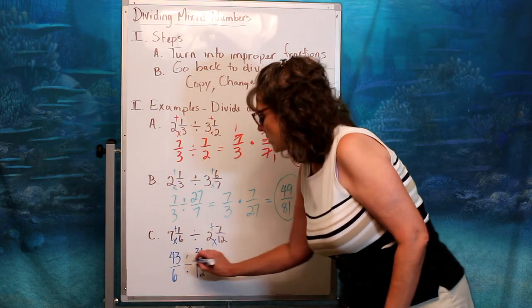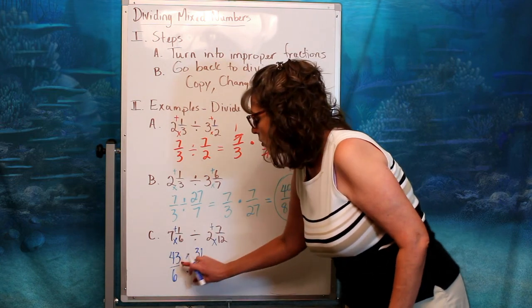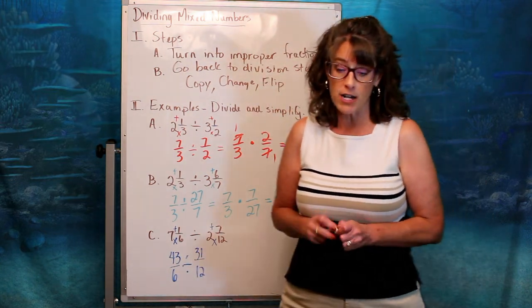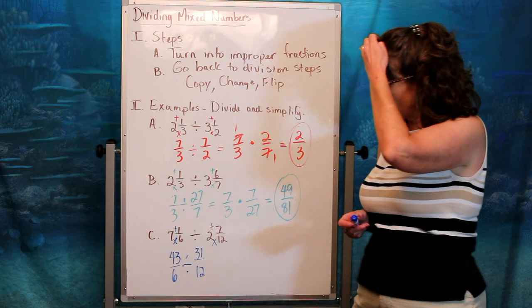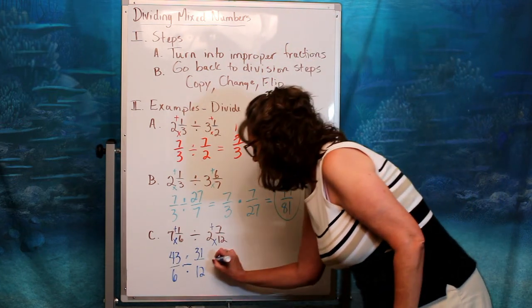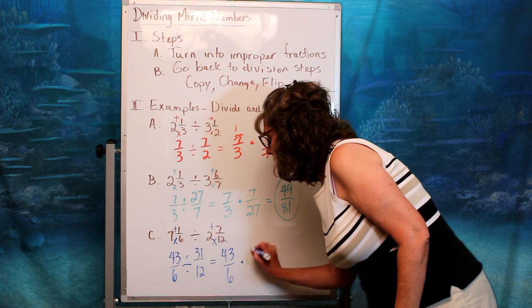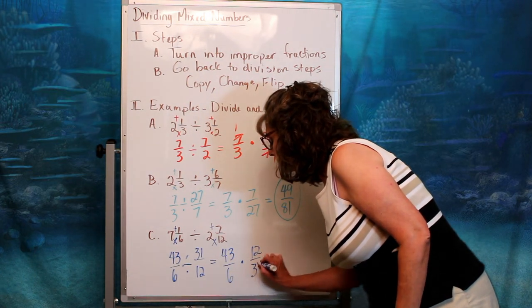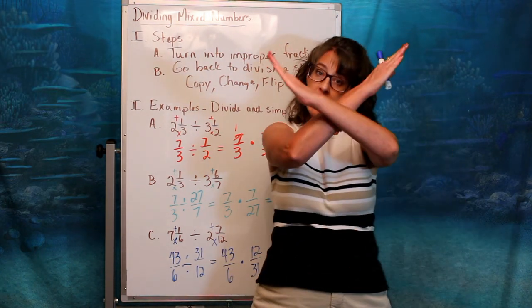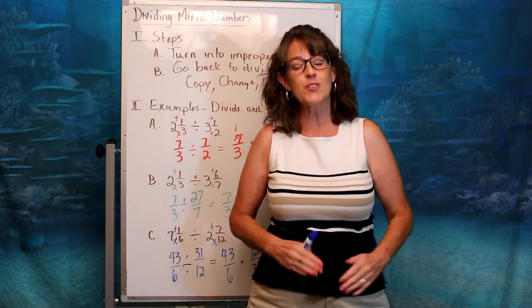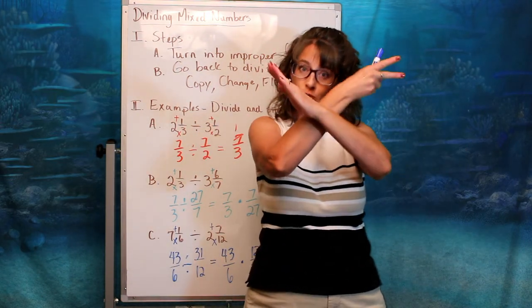But like I said before, this is a division problem, and I have no rules for dividing fractions. I only have rules for multiplying fractions. So I'm going to convert it into a multiplication problem. I'm going to copy, change, and flip. And there we are. Bam! Doing it again. Canceling on those diagonals, canceling up and down, and then shooting straight across.